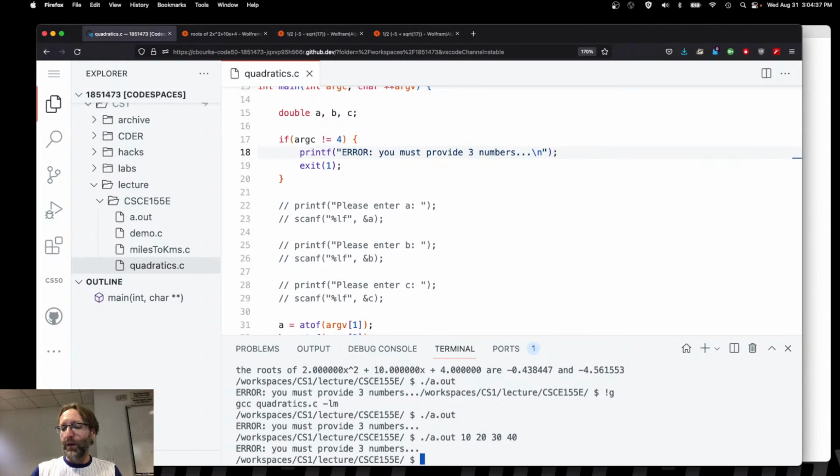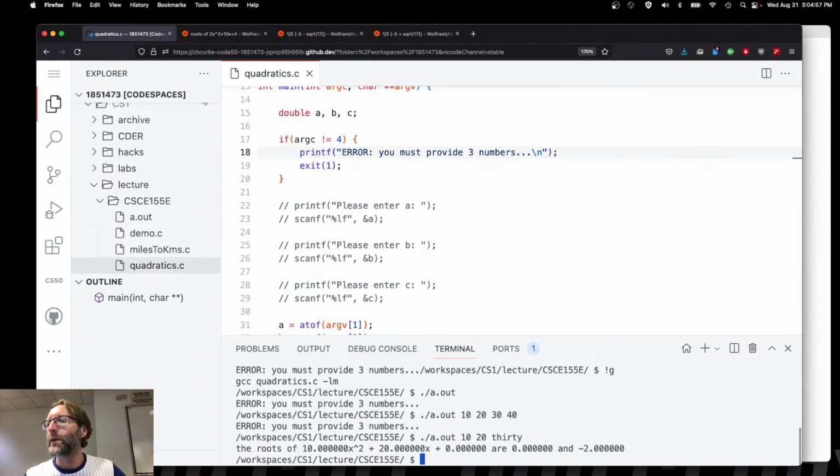Other things that you can't control just yet. A.out, 10, 20, 30. So those are 3 numbers, aren't they? Not according to a computer. What will end up happening here is that C will end up being parsed as a 0. There it is. So it still worked, but it didn't give me what I wanted because I said that C should have been 30.